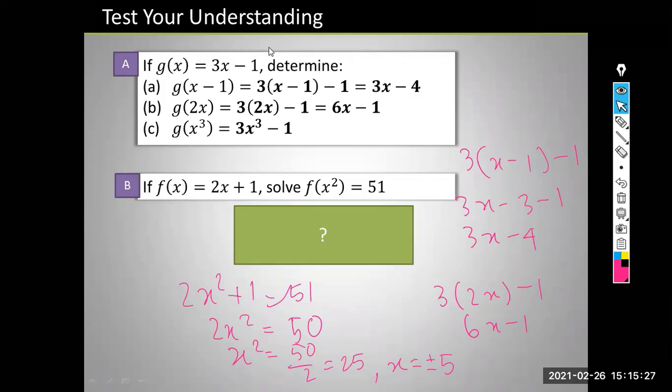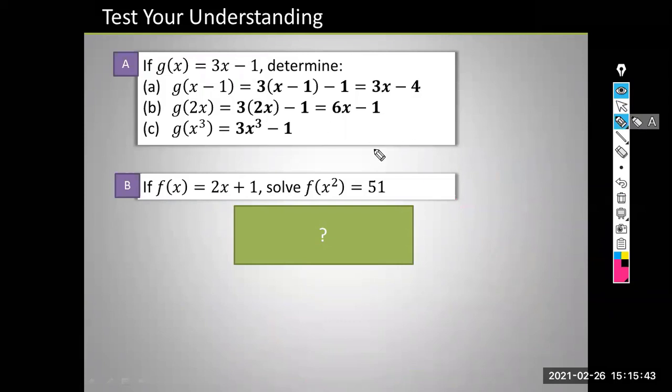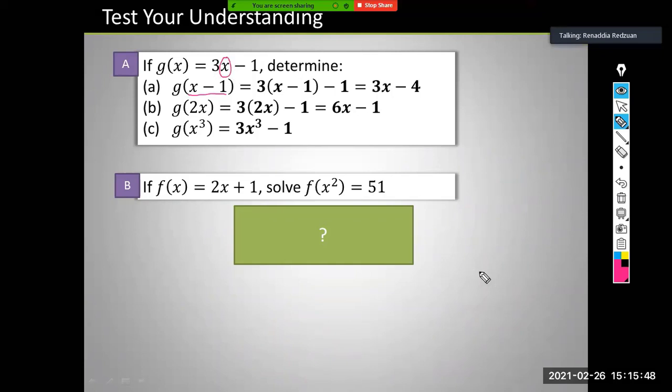I'm not sure about question A. Do you put 3x minus 1 in the equation? Okay, question A. Your x now becomes x minus 1, right? So this x is replaced with x minus 1, then minus 1. Then you expand this, you get 3x minus 3 minus 1. So 3x minus 4. You replace the x with x minus 1.